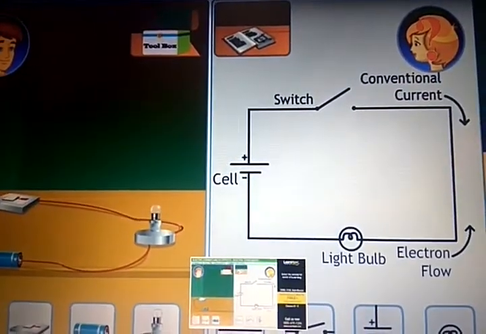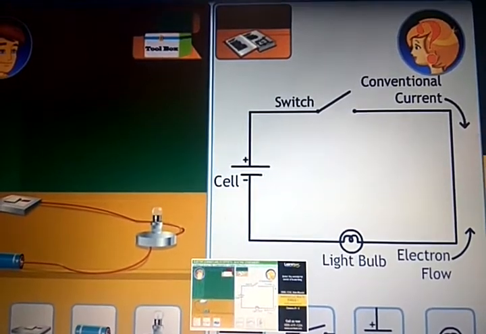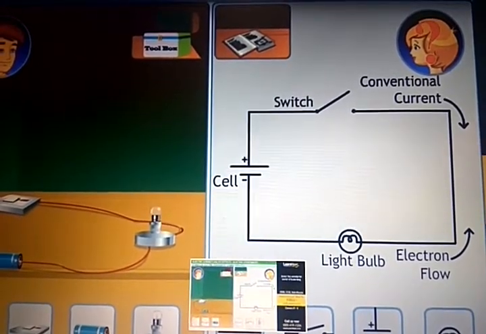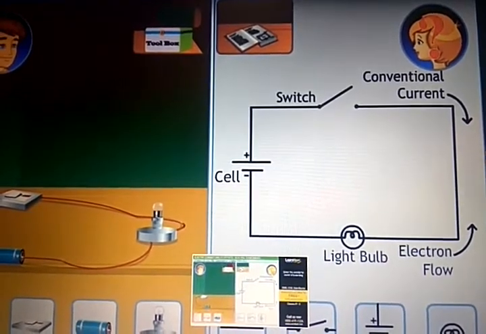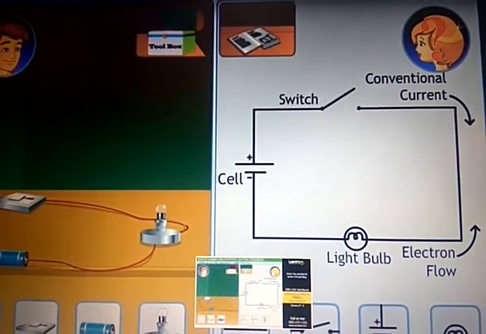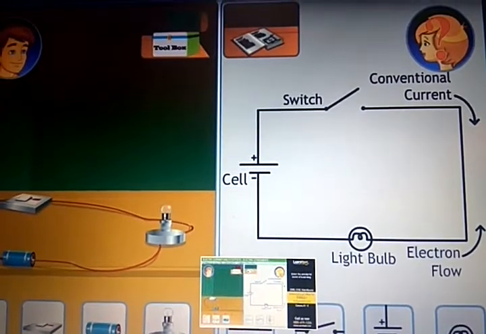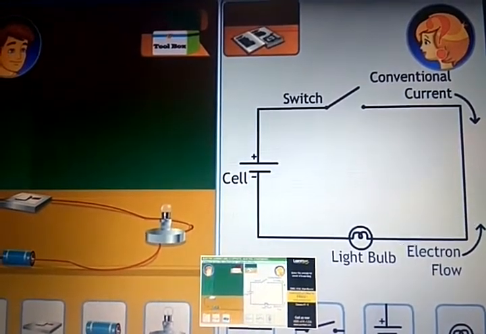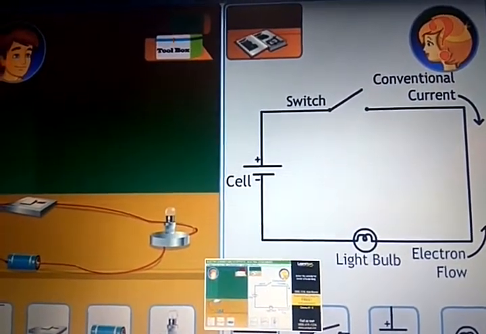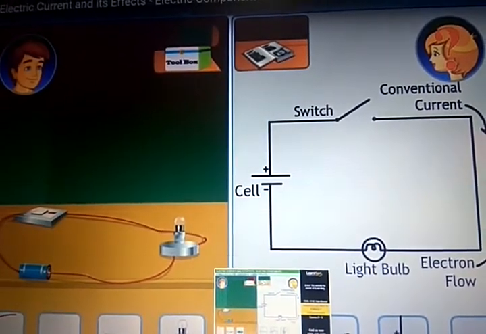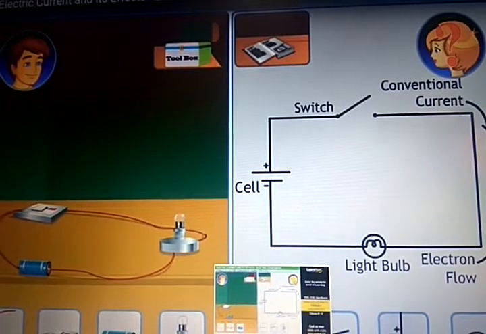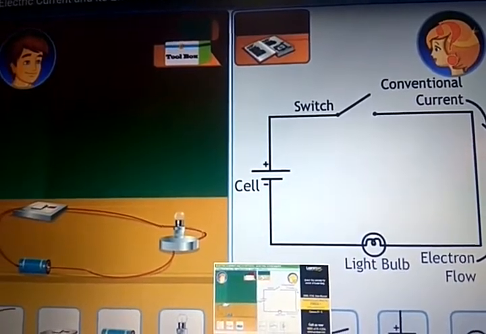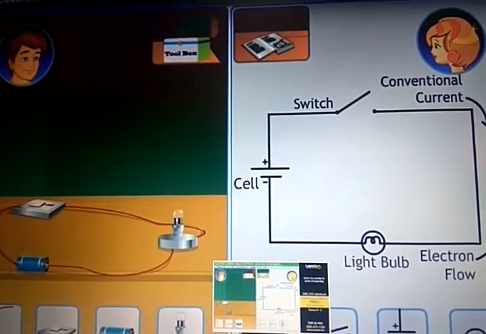Switch we are using as on off button. Wire which is used to flow electric current. Light bulb, that is LED bulb. Whether the circuit is on or off we can know by this glowing of the bulb. If the bulb does glow, it means current is passing. If the bulb does not glow, it means switch is off. Bulb glow means switch is on.